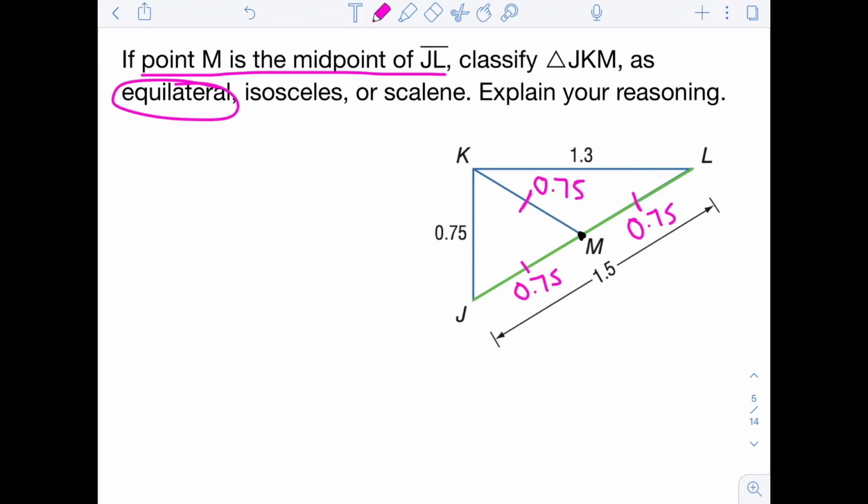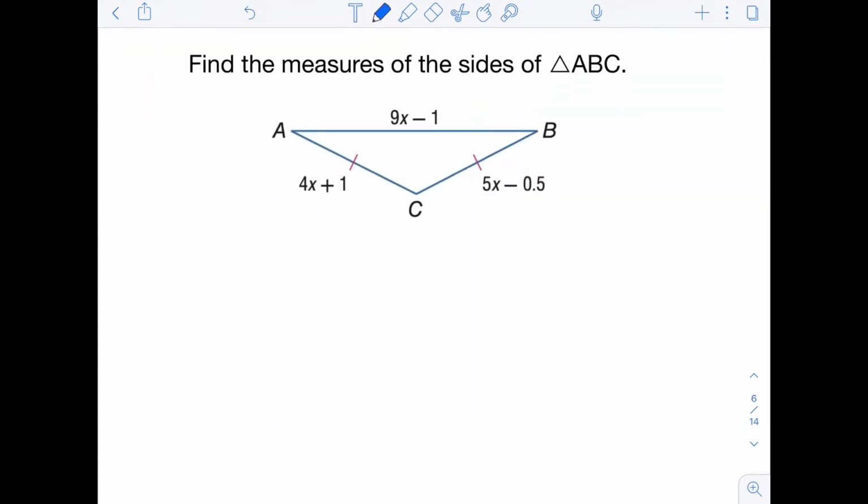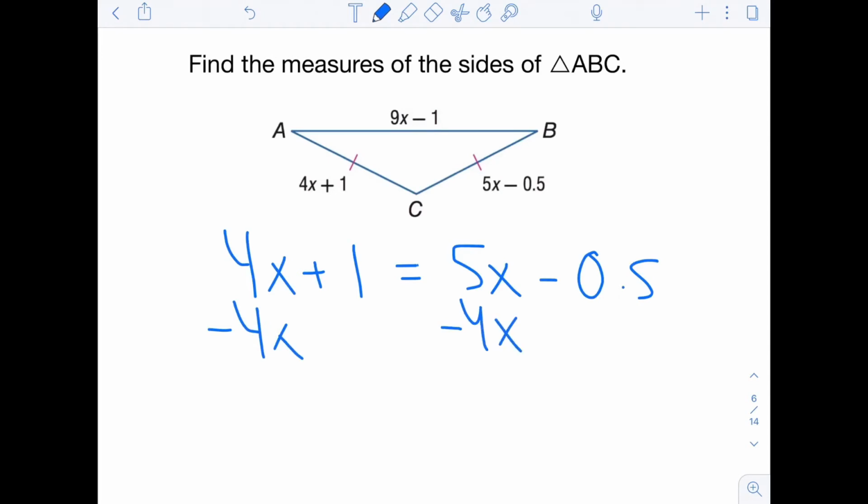So let's do another problem. Find the measures of the sides of triangle ABC. So in this triangle, we see that AC is equal to CB because there's the tick marks there. So what we can do to find x and the measures of each side is to set them equal to each other. So we know that 4x plus 1 is going to equal 5x minus 0.5. So first, let's get rid of the terms with the variable in it. So I would subtract 4x on both sides.